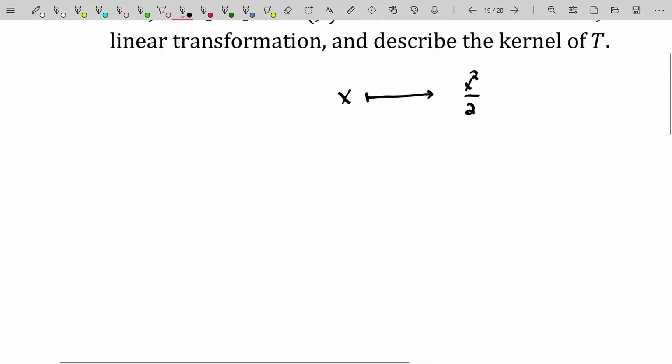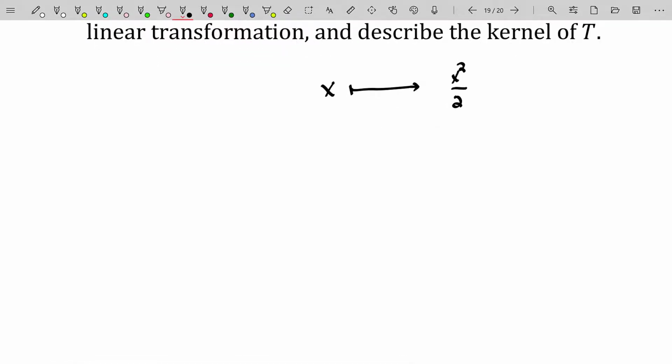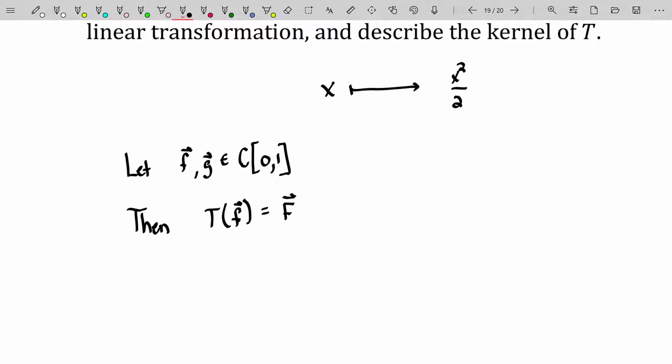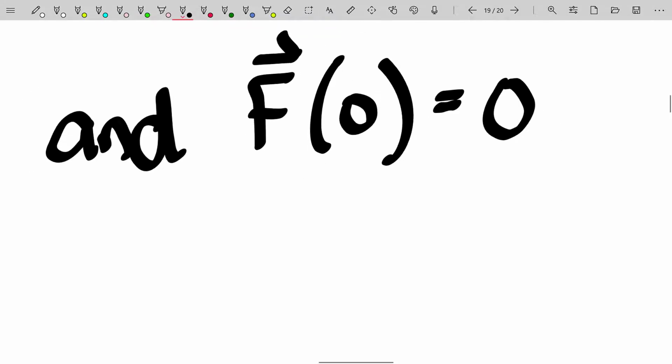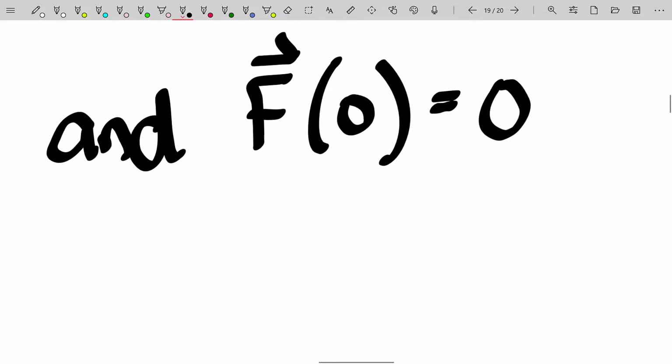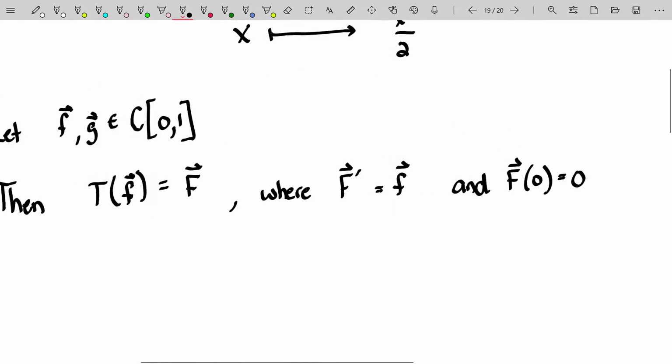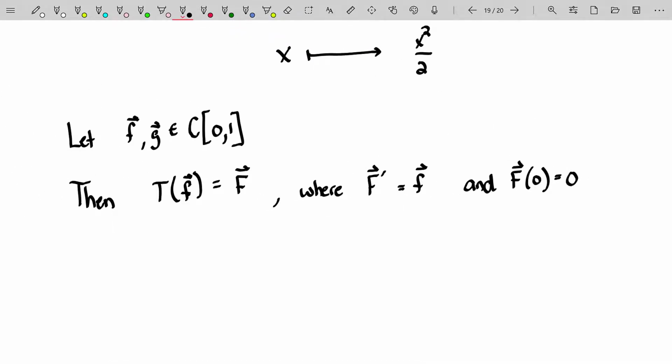Now, let me be very explicit with this because this should feel unfamiliar to you. We're going to let f and g be two continuous functions on the closed interval 0 to 1. I'm going through and really talking about what this transformation is doing to each of those. The transformation of f is going to turn it into an antiderivative, but a very special antiderivative, the one that turns into 0 when evaluated at 0. Likewise, we'll have a very similar definition for T of g.